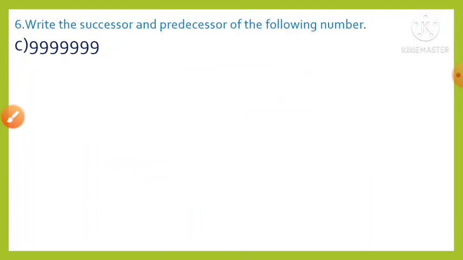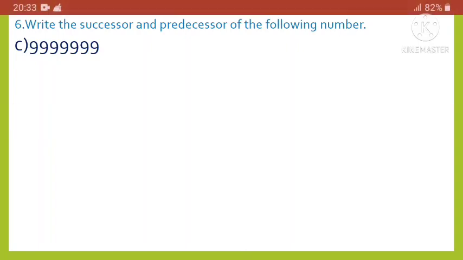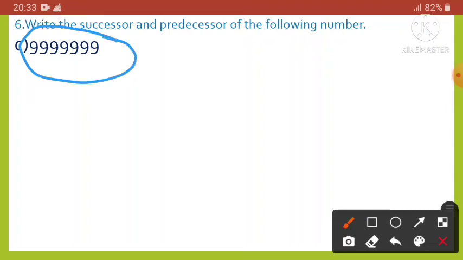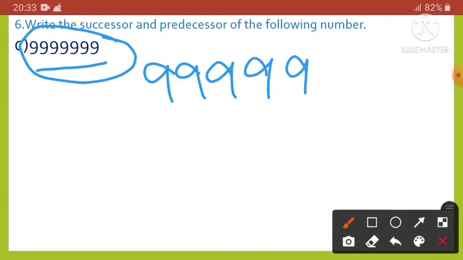next question. Here the question is, write the successor and predecessor of the following number. So already you have learned what is successor and what is predecessor. So what will be the successor number of this number? If we add 1 to this number, it will be the successor. So what will be the successor? It will be, here are 7 nines, so 7 9 5 6 7 plus 1.